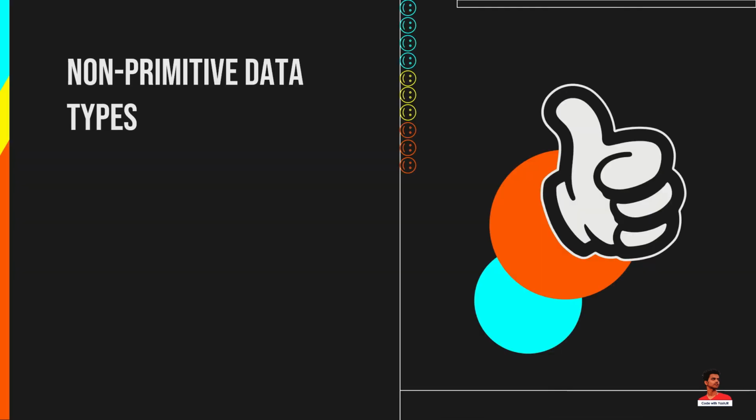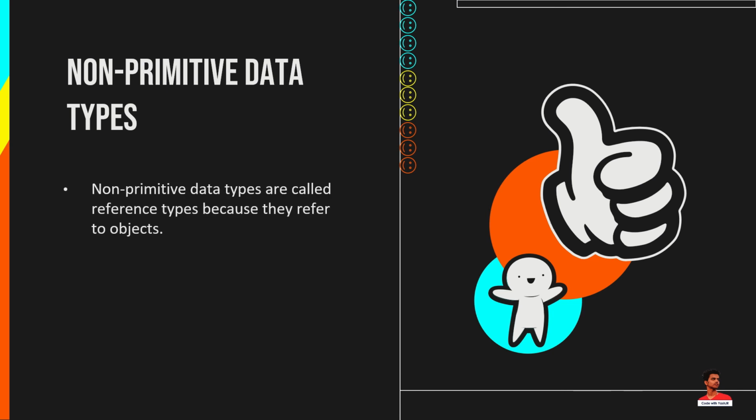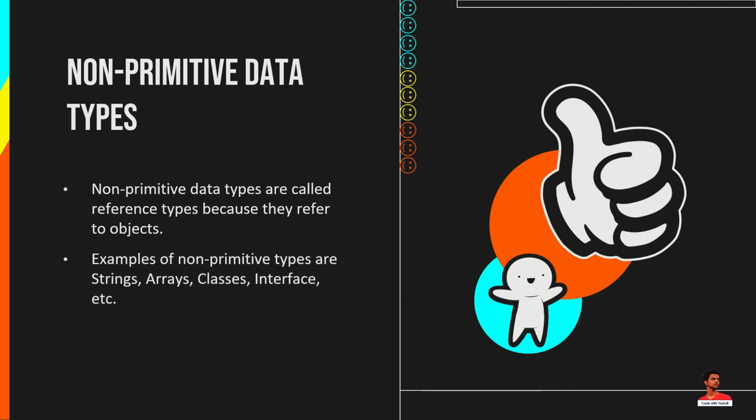Next is non-primitive data type. Non-primitive data types are called reference types because they refer to objects. Examples of non-primitive types are string, arrays, classes, interface, etc.